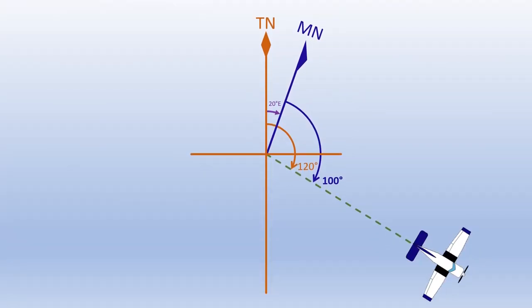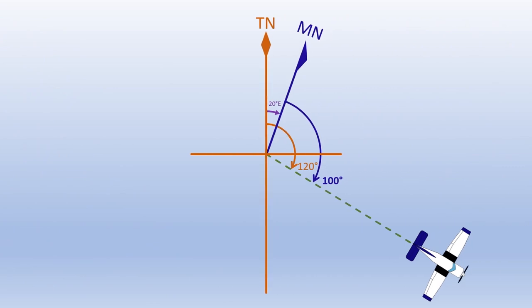An aircraft flies on 100 degrees magnetic track. Compass north is to the west of magnetic north with deviation of 10 degrees west. Compass track is measured clockwise from compass north. Thus, compass track is 110 degrees.